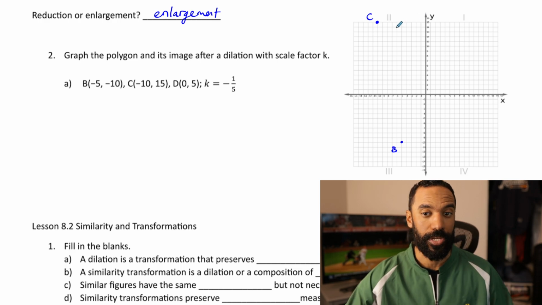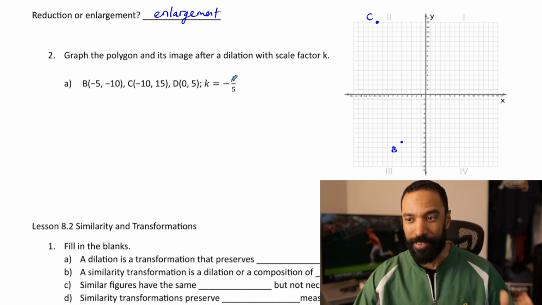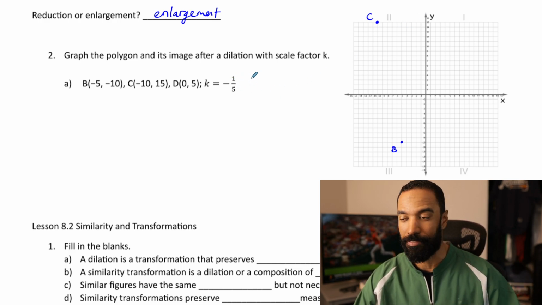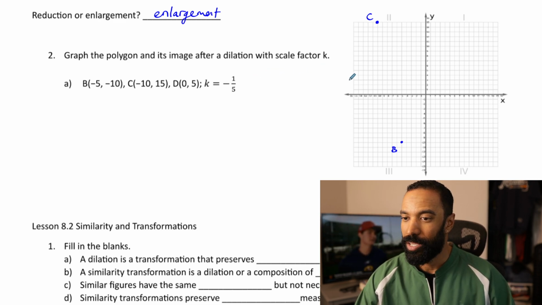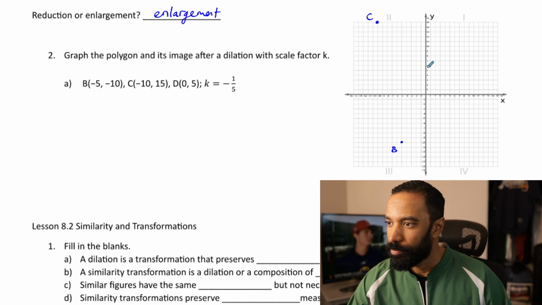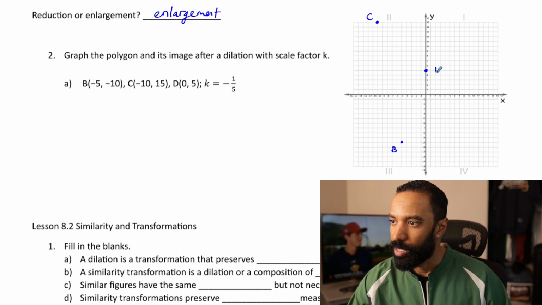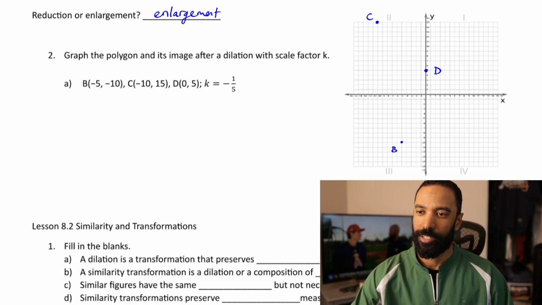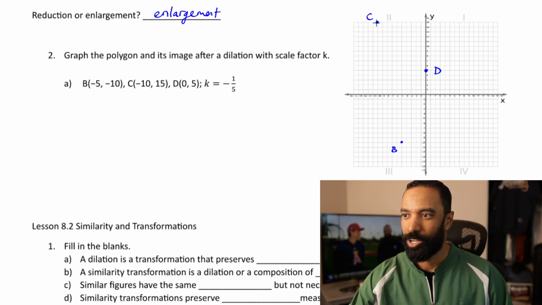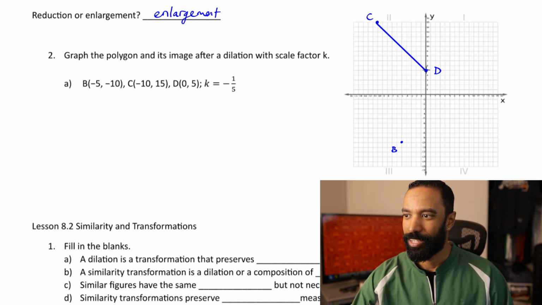But we're going to reduce it a lot, right? Scale factor of negative, doesn't matter negative, but the 1/5. It's going to be 5 times smaller than it was. D is at 0, 5. Okay, here's the original triangle. I'll let you draw it, or you can pause while I connect these.